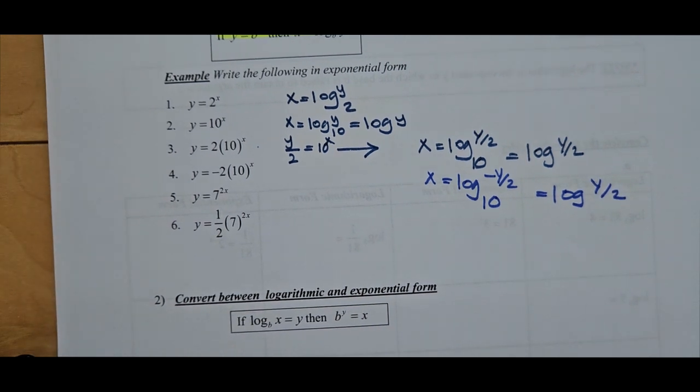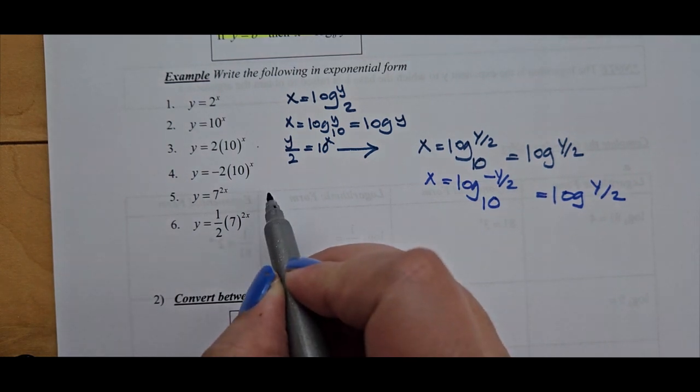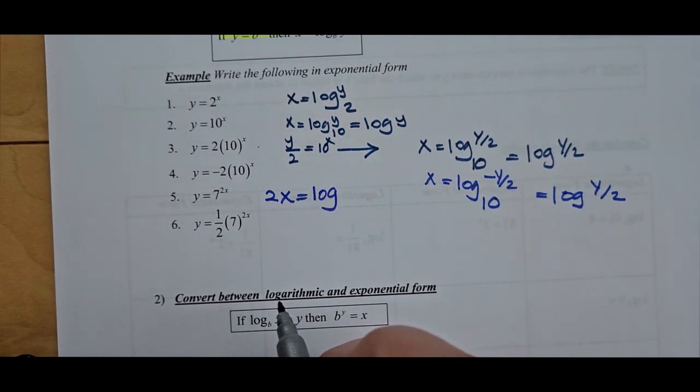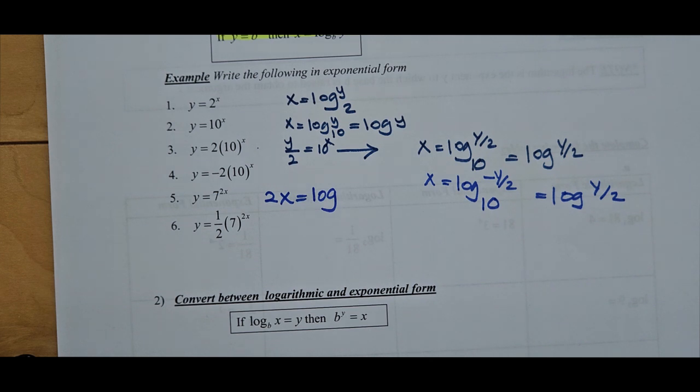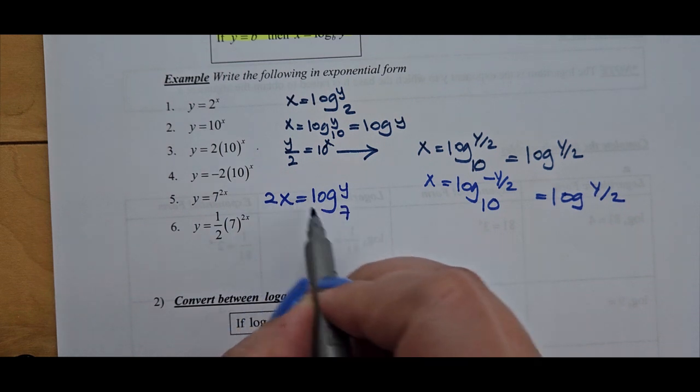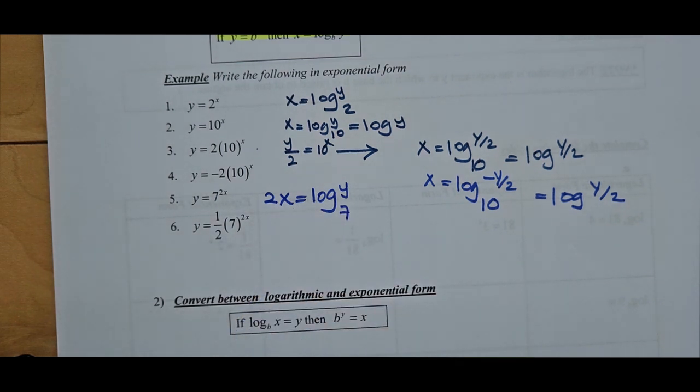The next one, it's y equals 7 to the power 2x. So here, the exponent, instead of x, it's 2x. So when you want to convert it, that would be 2x would be log, right? Log of, exactly, y to the base 7. Or you can divide both sides by 2, and then you could say x is equal to 1 over 2 log y to the base 7.